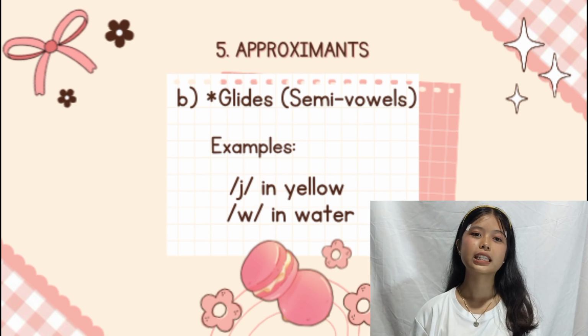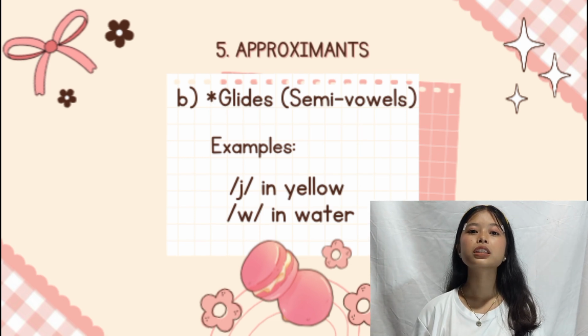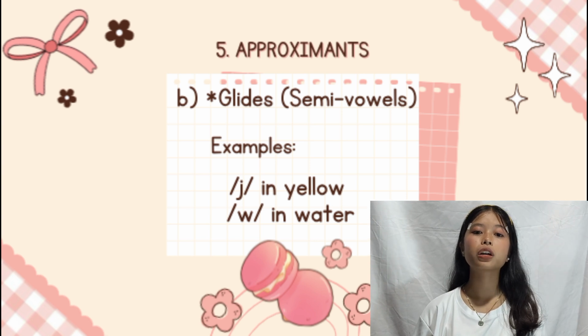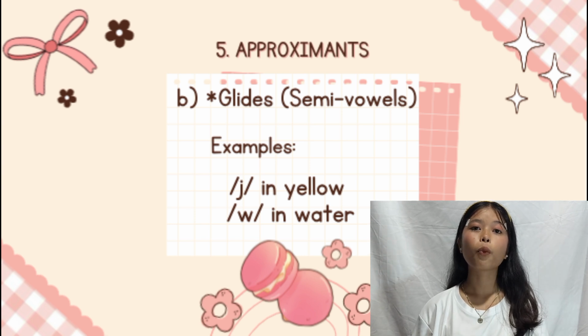So the second one is glides or semi-vowels, smooth, continuous movement between articulatory positions. For example, y in yellow, w in water.